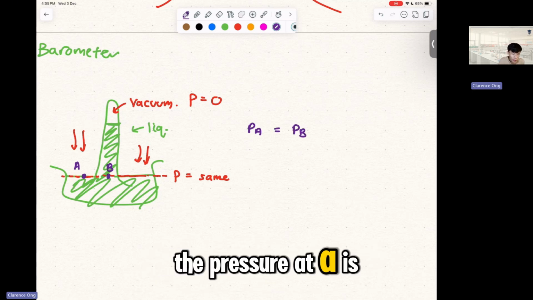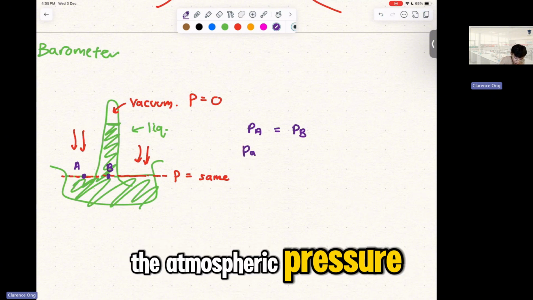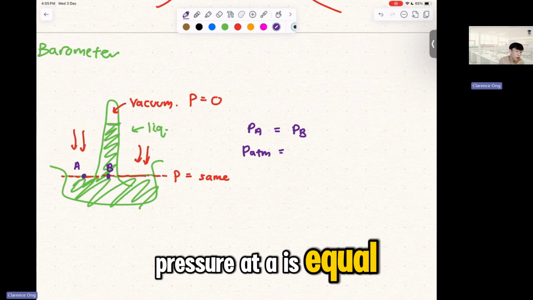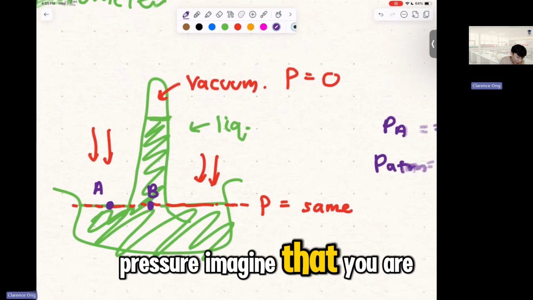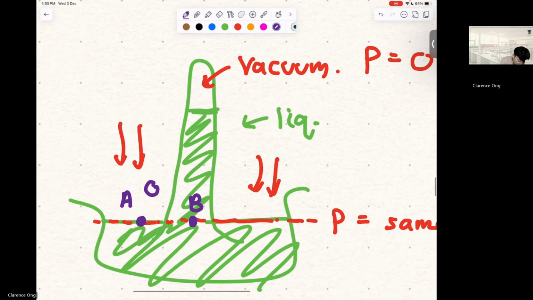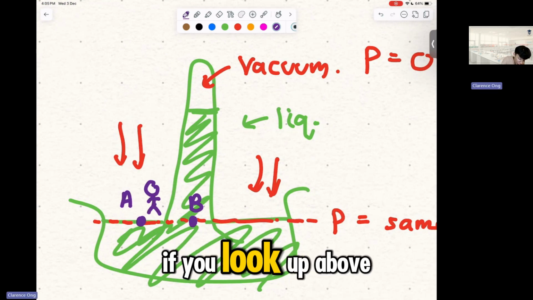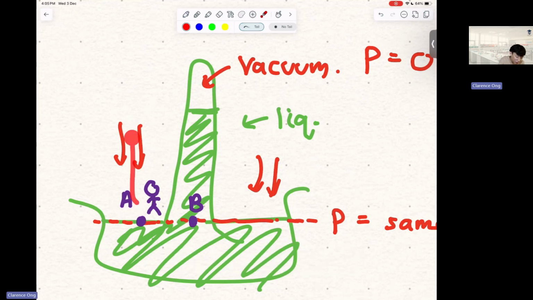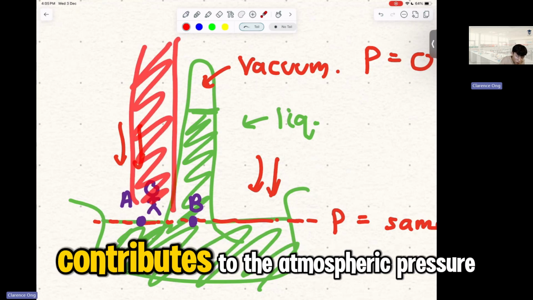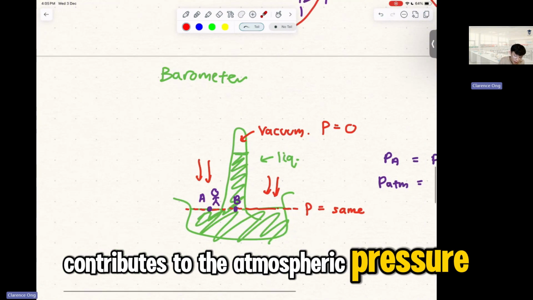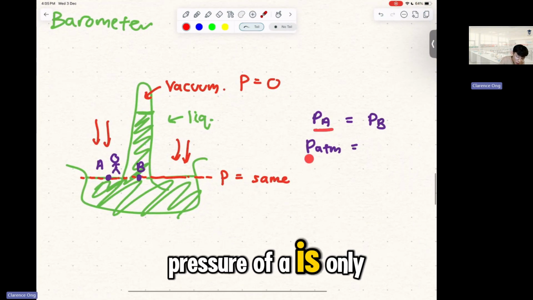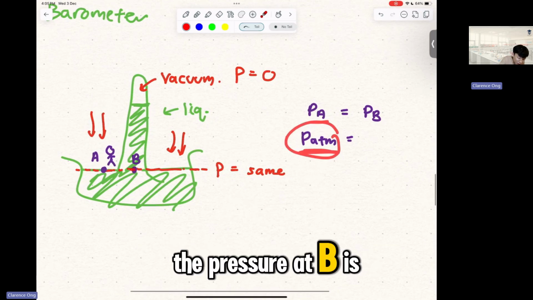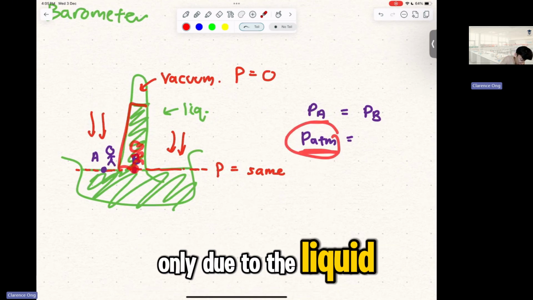The pressure at A is the atmospheric pressure. Alright, slow down. How do we know that the pressure at A is equal to the atmospheric pressure? Imagine that you're standing at A. If you look up above you, the only thing that you're seeing is the column of air above you. So this column of air contributes to the atmospheric pressure. That's why we say the pressure at A is only due to the atmosphere, and that is equal to the atmospheric pressure. The pressure at B is only due to the liquid above it.